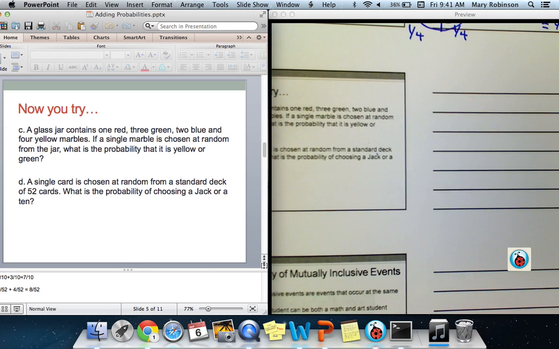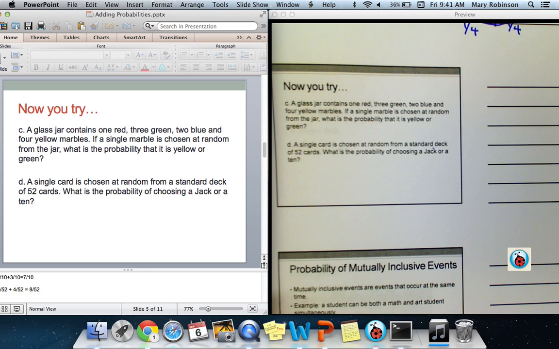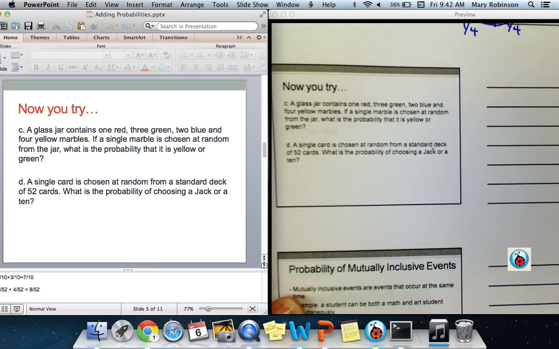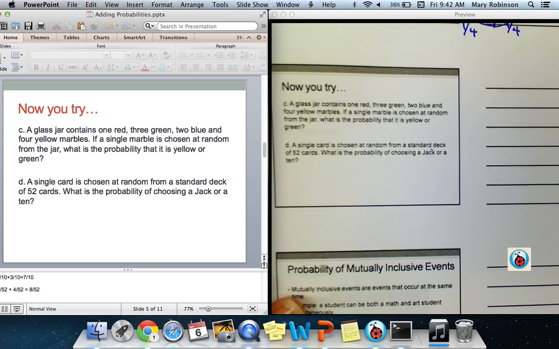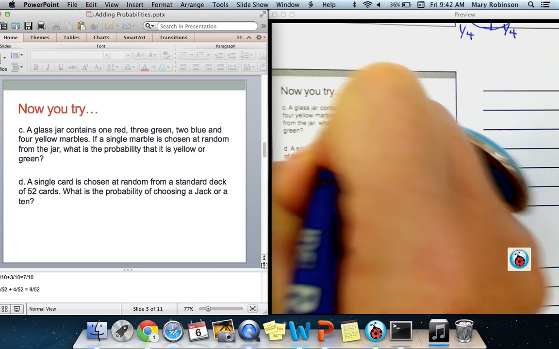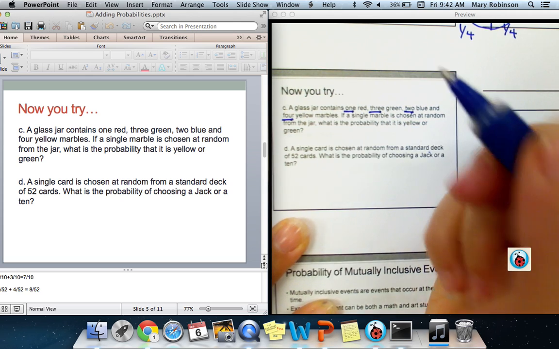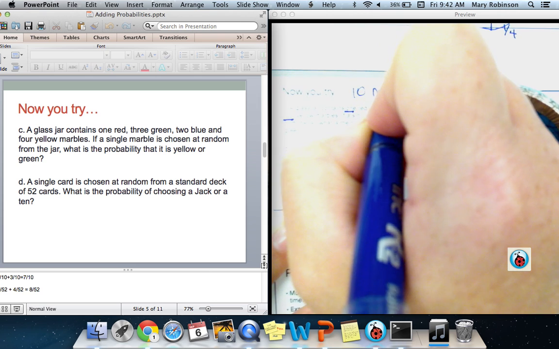So I wanted to read C, and then I would like for you to total up how many marbles are in there, press pause, and answer the problem. A glass jar contains 1 red, 3 green, 2 blue, and 4 yellow marbles. If a single marble is chosen at random from the jar, what is the probability that it is yellow or green? Hit pause at this point. Since there are 1 red, 3 green, 2 blue, and 4 yellow marbles, we know that there are a total of 10 marbles.